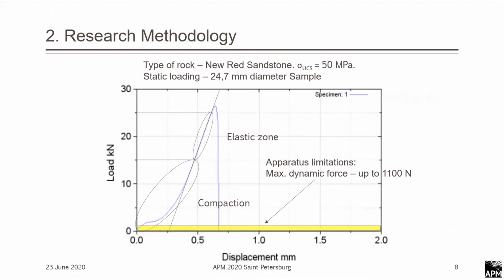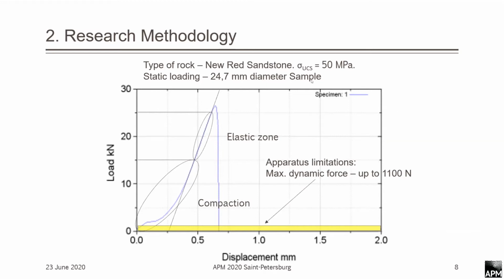So another issue that needed to be resolved is the selection of the size of the sample. For example, if we use a standard sample size of 50 millimeters in diameter, the load that we can create to stay in the elastic zone is about 50 kilonewtons. By halving the diameter of the sample, the required load can be reduced.